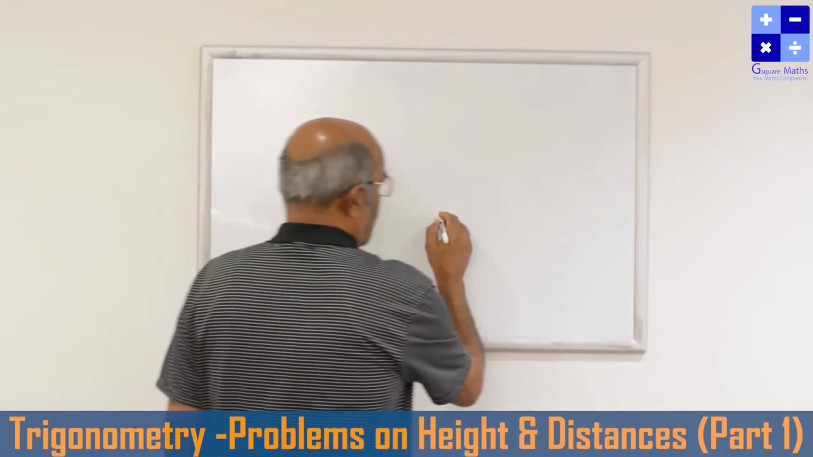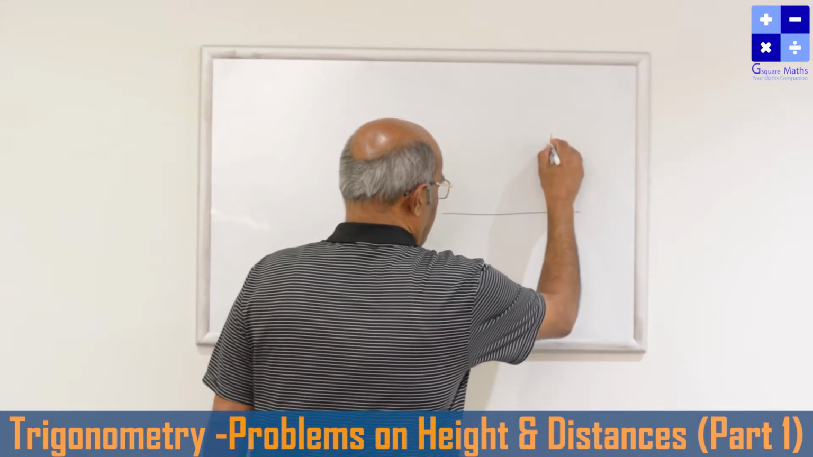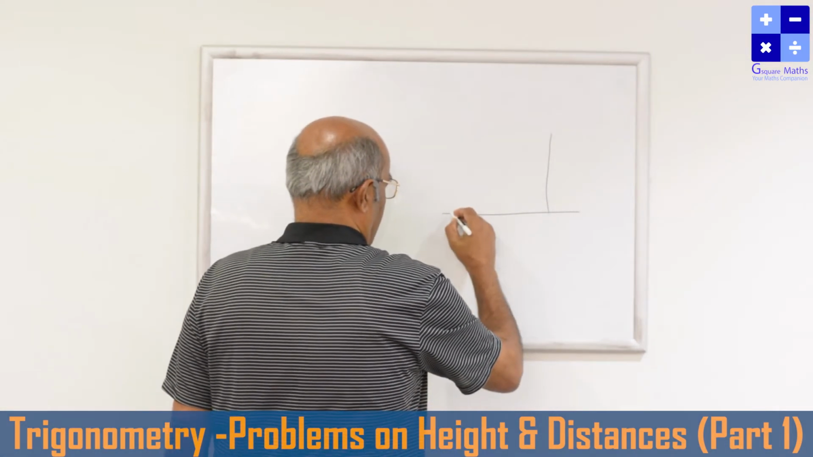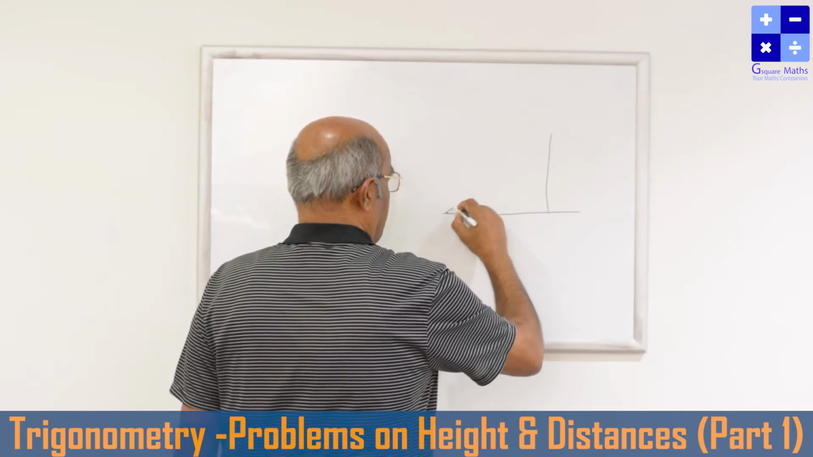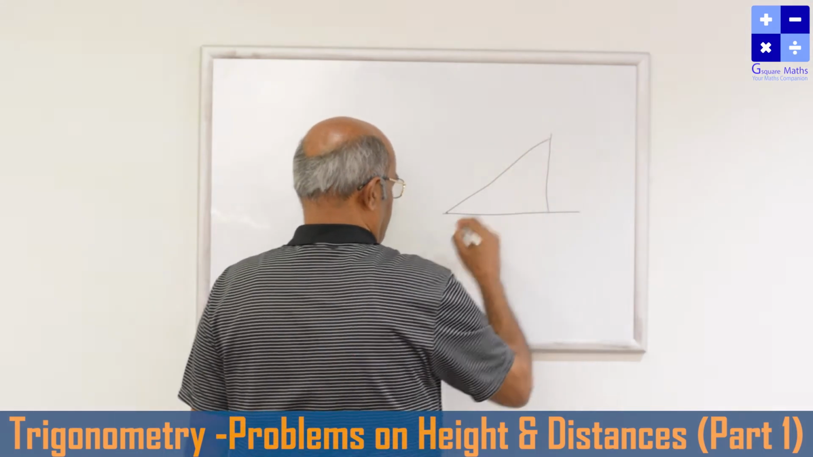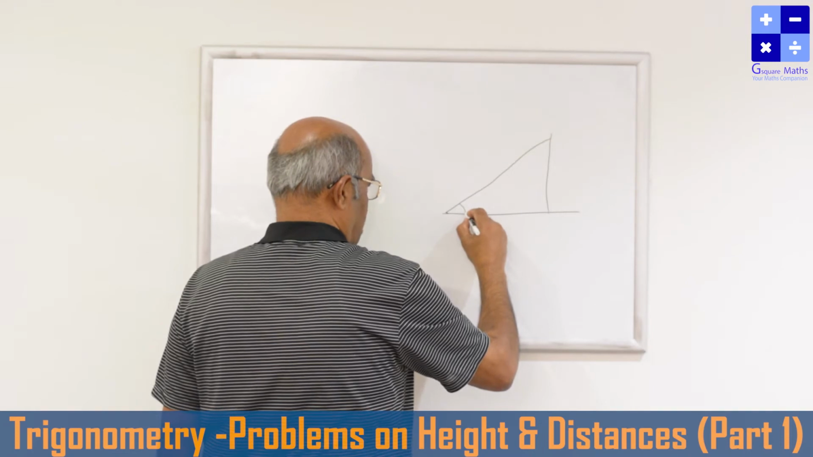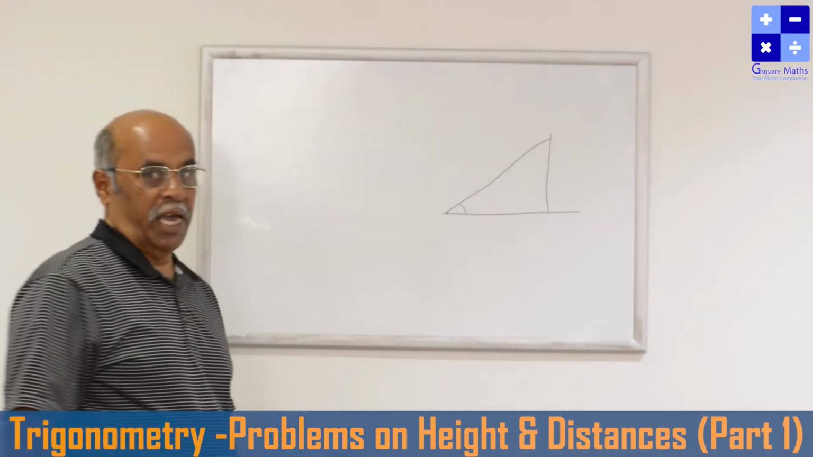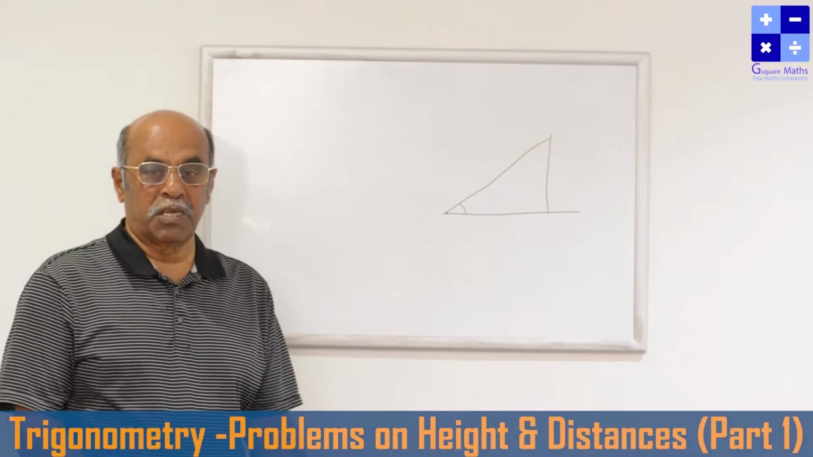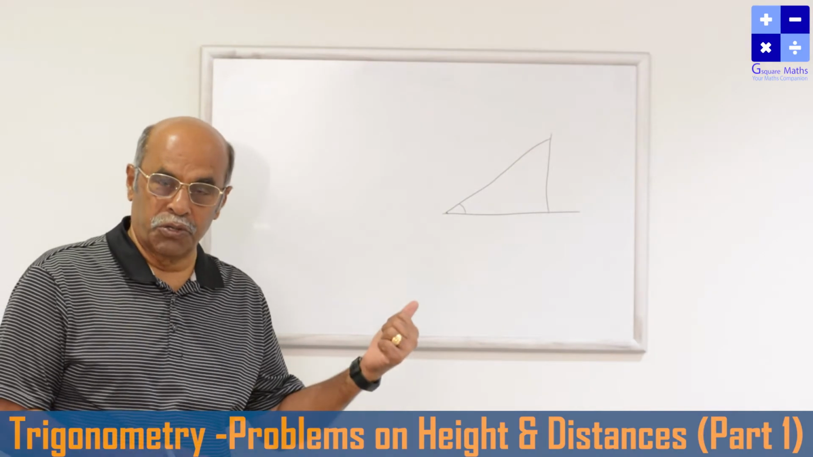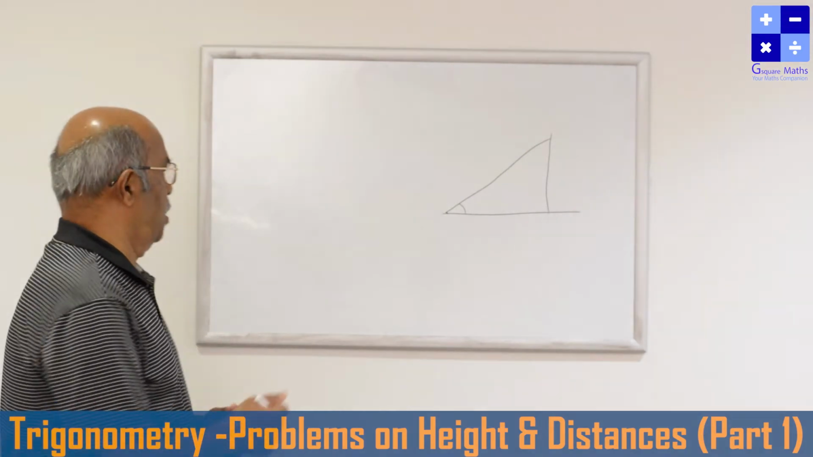Suppose AB is a tower and the man is standing here. He is observing the top of this. This angle is formed. So what is that angle called? Some terminology we are going to define before going to see this type of problem.